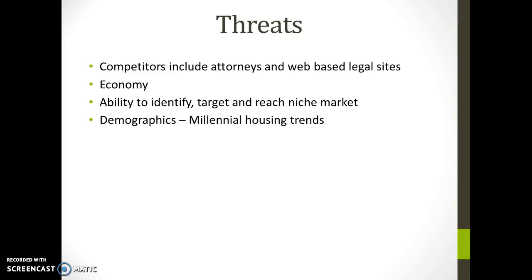The ability to, as I mentioned earlier, the ability to identify a target and reach my niche market has proved to be quite a challenge. How do you find these foreclosed subdivisions? How do you find the people who are buying in them? How do you find residential real estate developers and know that they're getting ready to develop a subdivision? And that's the ground floor you would want to get on.